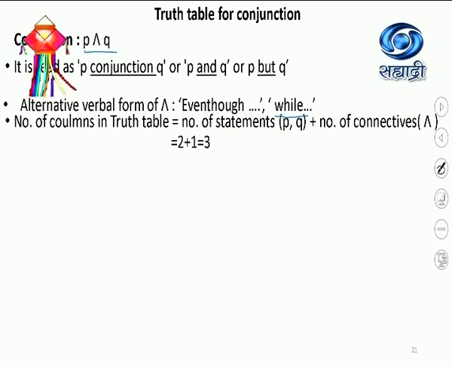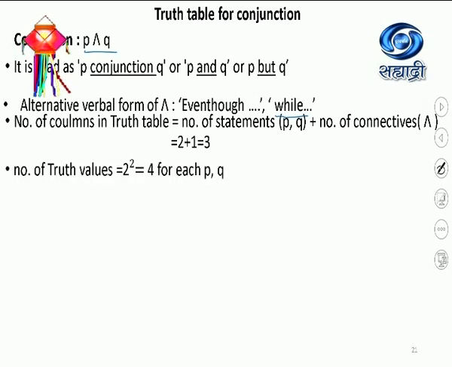सो देर आर 2 + 1 = 3 कॉलम्स इन द ट्रूथ टेबल अँड द ट्रूथ टेबल विल हॅव 4 व्हॅल्यूज फॉर ईच P अँड Q. कारण का तर दोन नंबर ऑफ स्टेटमेंट्स आहेत म्हणून 2² = 4 व्हॅल्यूज. ओके, सो ट्रूथ टेबल कसं दिसेल?